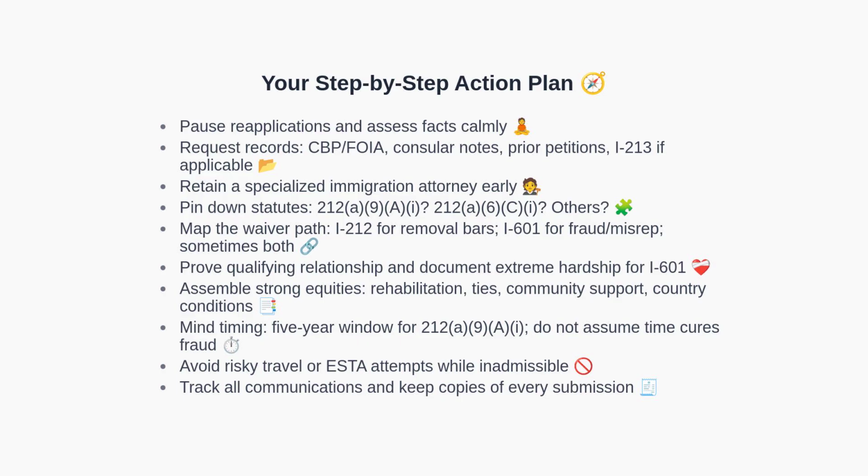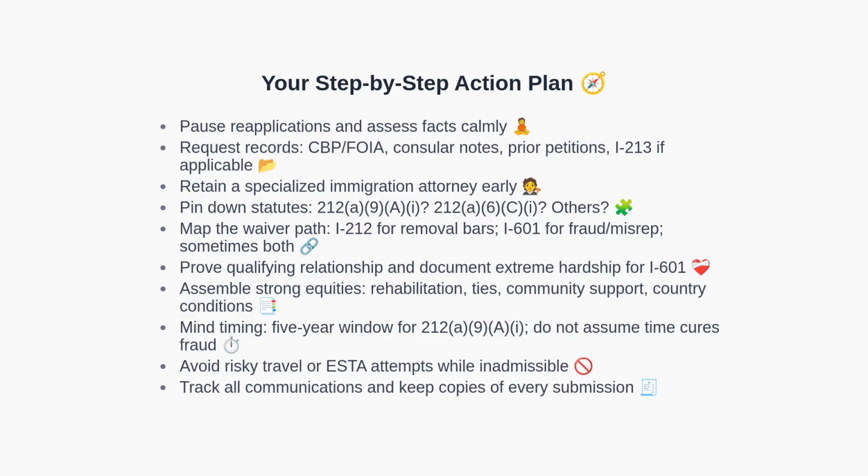Here is a structured approach. First, stop repeatedly reapplying and step back to assess. Second, obtain records through FOIA, including CBP records, consular notes, and any I-213 or related documentation. Third, engage a specialized immigration attorney. Fourth, identify the exact statute cited. Fifth, select the correct waiver path.